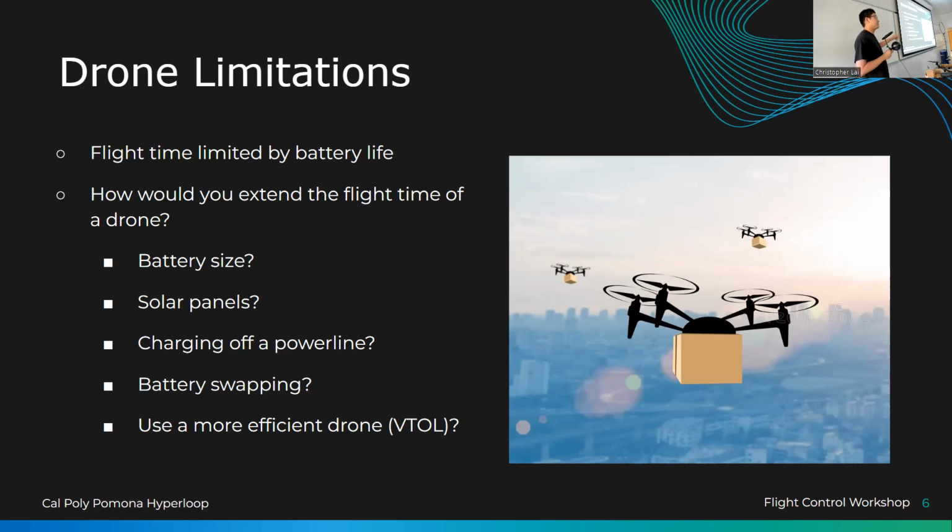What about battery swapping, right? If we had the drone land on like a ground station, just entirely replace its battery and fly off again, then we're basically replenishing the battery in like 1 minute, 2 minutes, and it can fly again, basically doubling its life or tripling its life or ad infinitum.